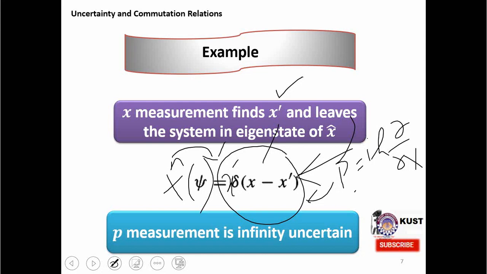So this was the message of today's lecture, where we wanted to establish a physical relationship between commutation relations and the uncertainty principle. And we have seen that because of the commutation relations, when the operators are not compatible, there are no simultaneous eigenfunctions, and then we have uncertainty.